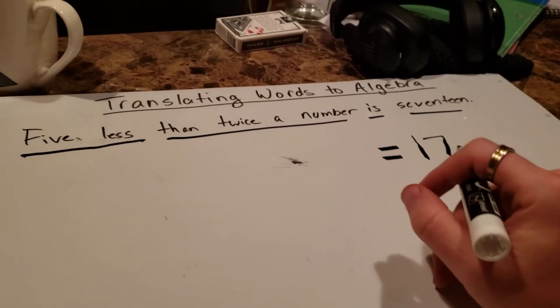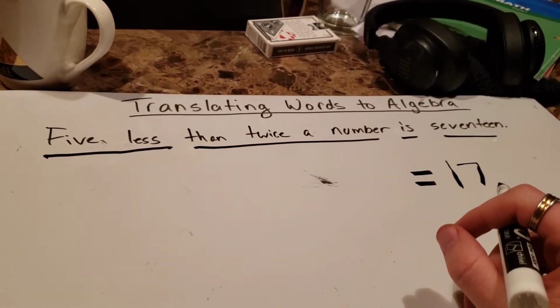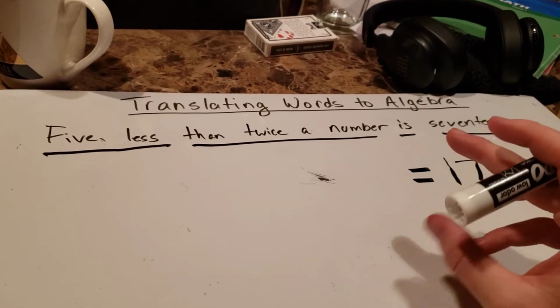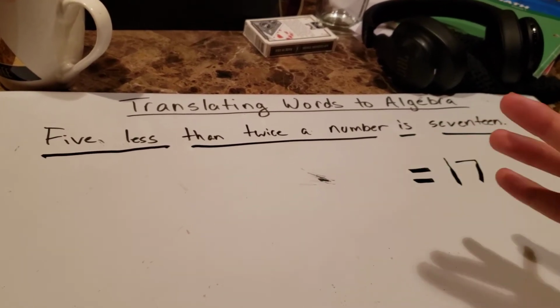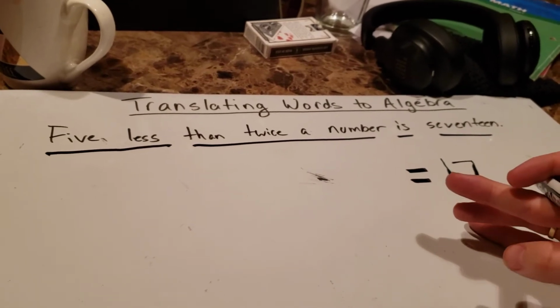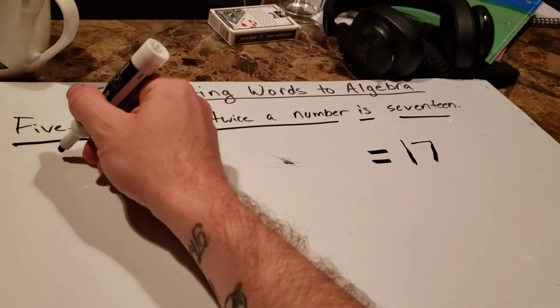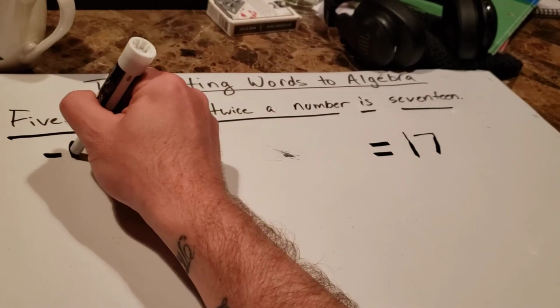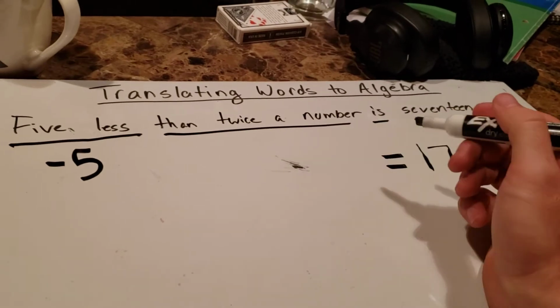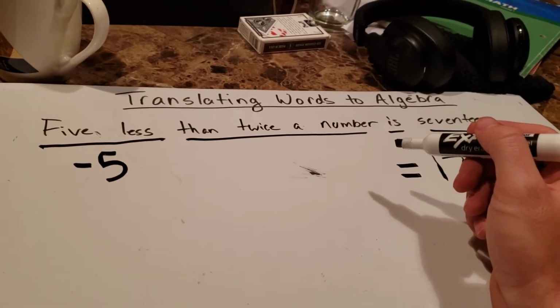So now let's try and break down this part. 5 less. So let's say you have $10 and I have 5 less than you. To figure out how much money I have, you would take 10 minus 5. So we can show 5 less with minus 5. Okay. So now we've got then twice a number.